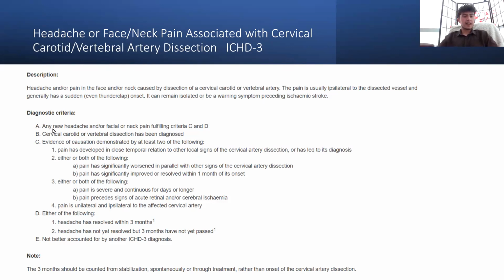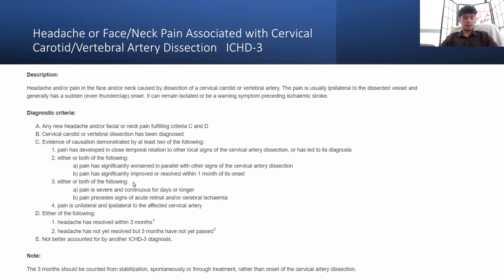And the diagnostic criteria are any new headache and or facial or neck pain, fulfilling criteria C and D, and cervical carotid or vertebral dissection has been diagnosed. And the C and D are: C, evidence of causation demonstrated by at least 2 of the following. First, pain has developed in close temporal relation to other local signs of the cervical artery dissection, or has led to its diagnosis. Second, either or both of the following: pain has significantly worsened in parallel with other signs of the cervical artery dissection, or pain has significantly improved or resolved within 1 month of its onset.